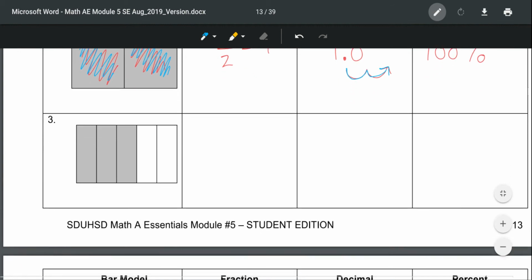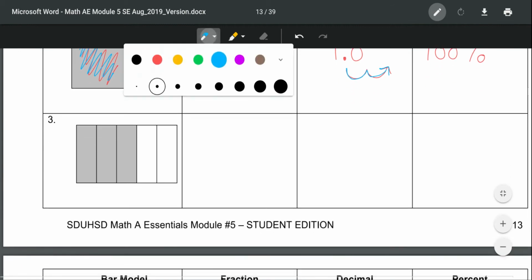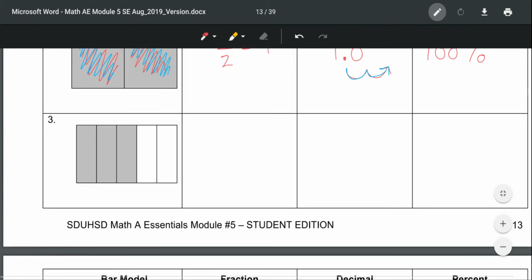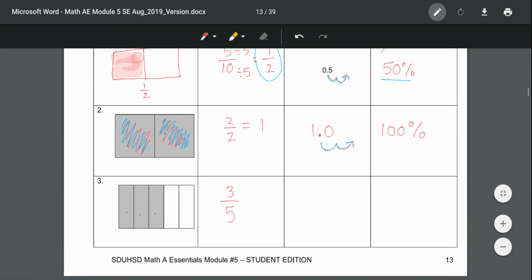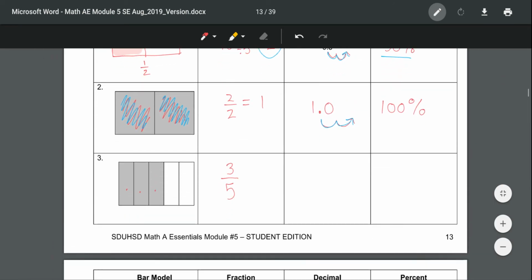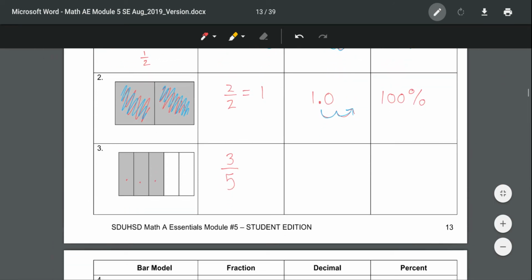Okay, so in example 3, you have another bar model, and you have 1, 2, 3 out of the 5 total regions shaded in. So this would be 3 out of 5. Now as a decimal, we would have to divide the numerator by the denominator.